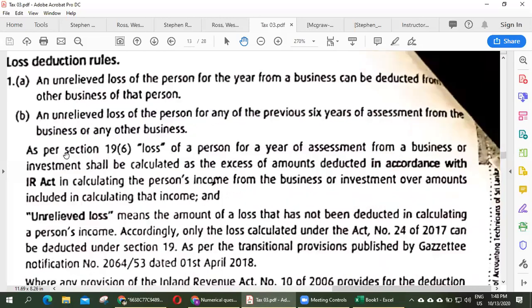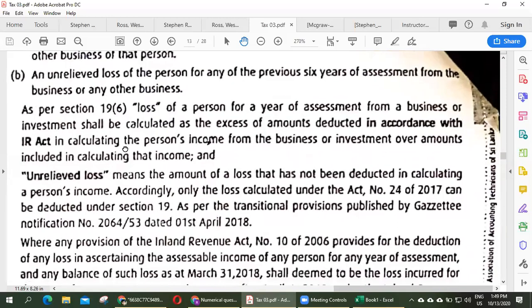As per section 19.6, loss of a person for a period of assessment from a business or investment shall be calculated as the excess of the amount deducted in accordance with the Inland Revenue Act in calculating the person's income from the business or the investment over the amount included in calculating that income. And here, what do we mean by the unrelieved loss?